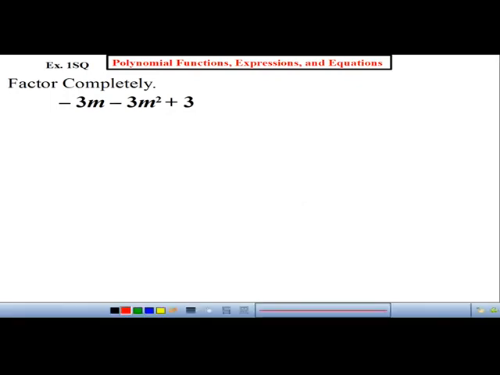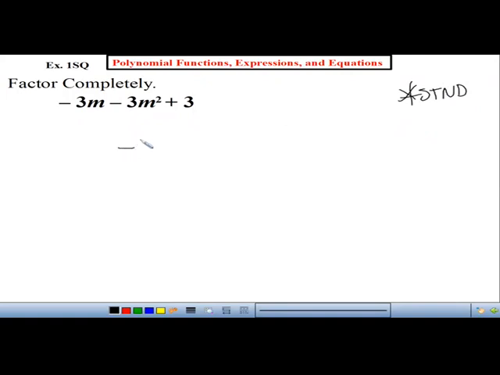Example number 1, super Q reads, factor completely: negative 3m minus 3m squared plus 3. Negative 3m minus 3m squared plus 3. And once again, we're focusing on the process right now. Let's see. All right. Step 1, everyone. Step 1 is standard form. Is it in standard form? No. We need to write from the highest to lowest degree.